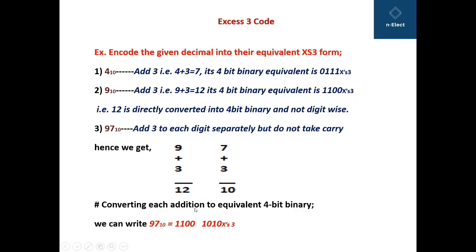Converting each result, that is 12 and 10, to equivalent 4-bit binary, 12 will be written as 1100 and 10 will be written as 1010. So the XS3 code of 97 decimal will be 11001010.